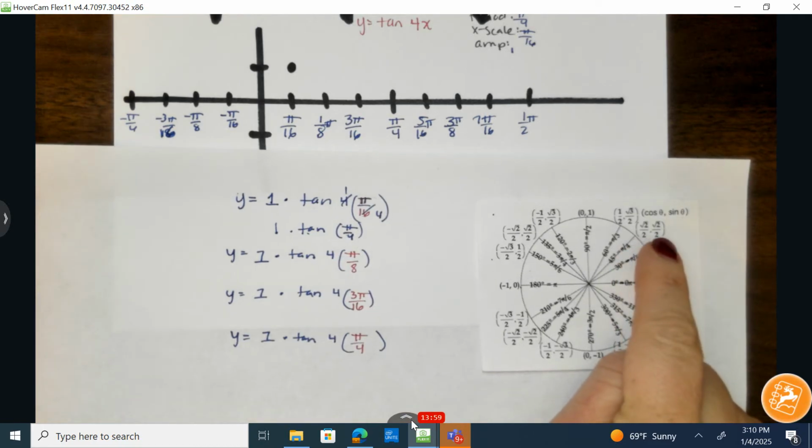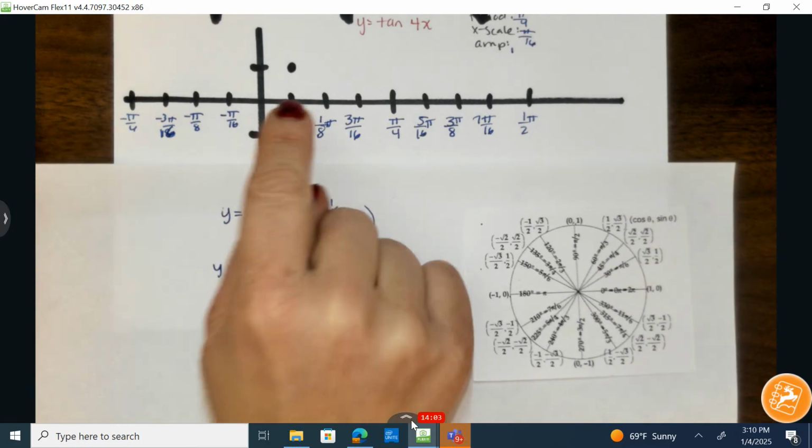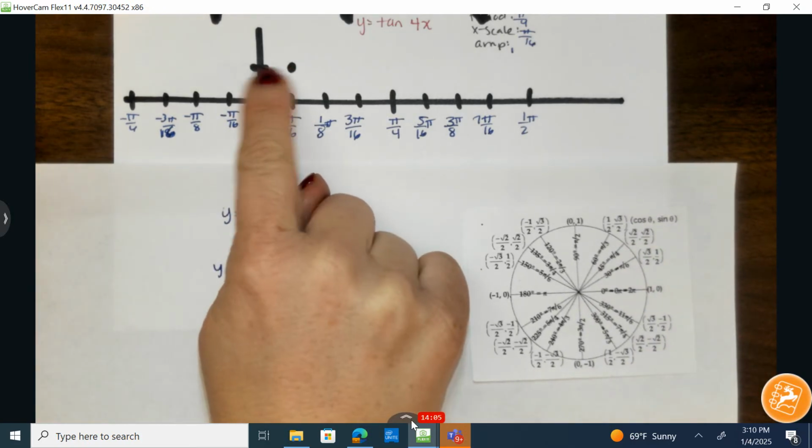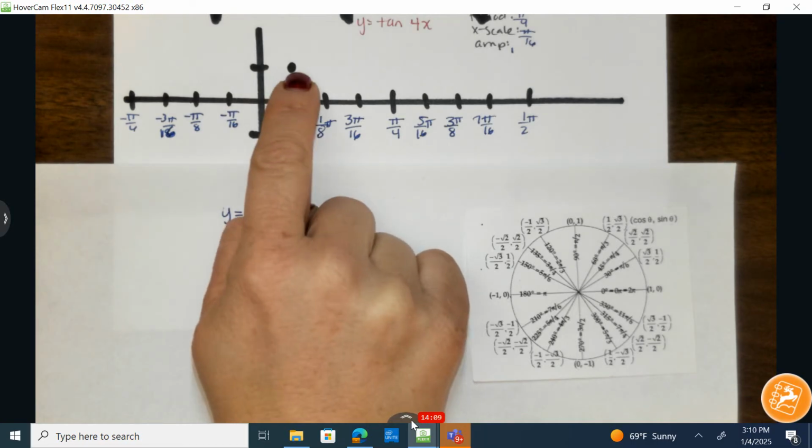All right, so we have the tangent of pi/4, which is right here. Sine divided by cosine, they're the exact same, so I end up with a 1. 1 times 1 is 1, and that's how I get this position. My output is 1, and so at this position, I plugged in this value. That was my input. My output is 1.